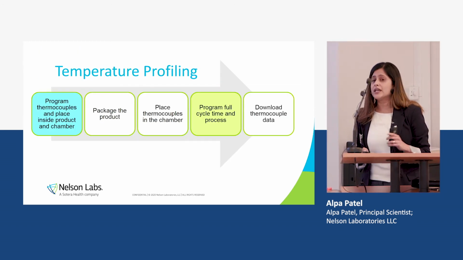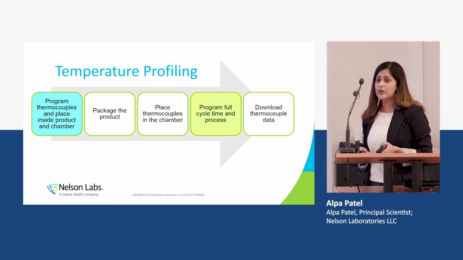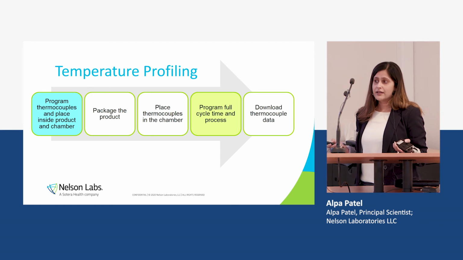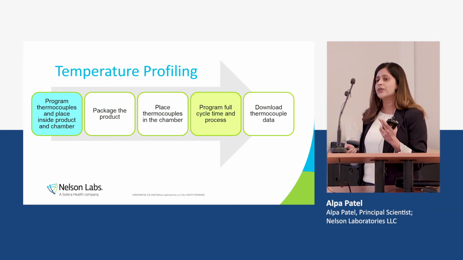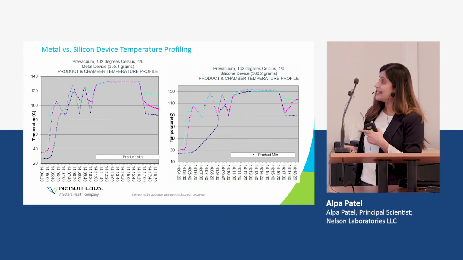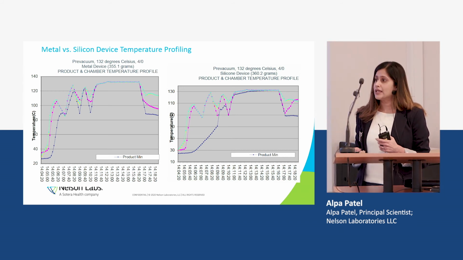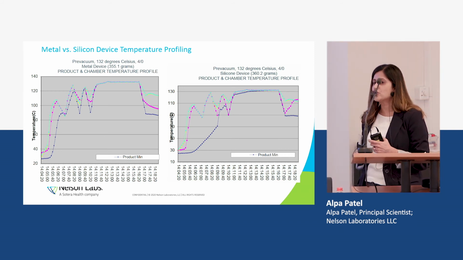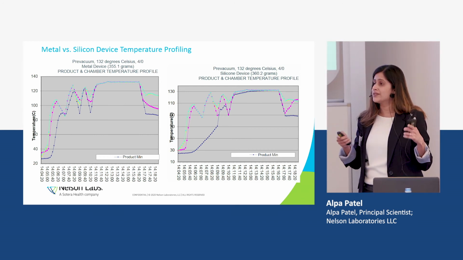The last phase in sterilization is temperature profiling. This is where we would program the temperature probes, place it, and run a full cycle, remove it, and run the data. And when we run the data, this is what we're looking at to see how well the temperature profile was in those locations. And we usually choose locations that are cold spots in the tray or within the device.